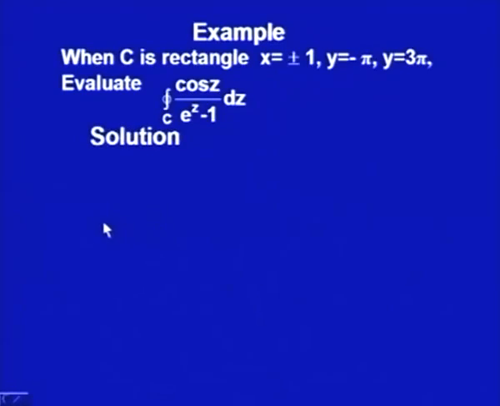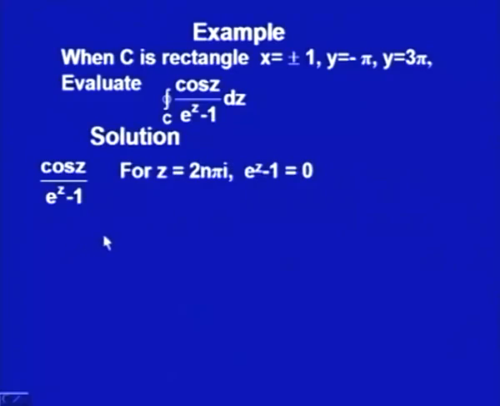Try to solve it. First, see this function cos z upon e to the power z minus 1. Cos z is an entire function. In the denominator, I do have e to the power z minus 1. So, this function would not be analytic, or would have singularities, at all those points where e to the power z is 1. If you remember, e to the power 2n pi i is always 1 for all n. So, for z equal to 2n pi i we would get e to the power 2n pi i, that is always 1. So, 1 minus 1 would be giving me 0.